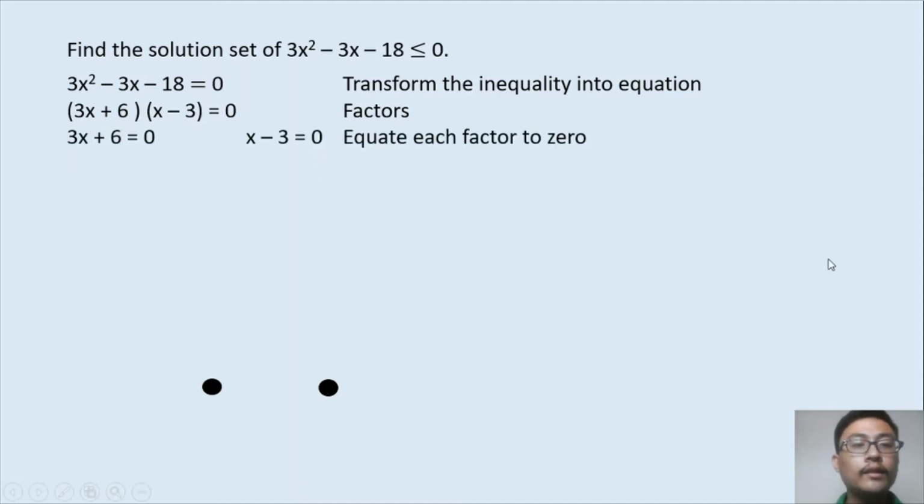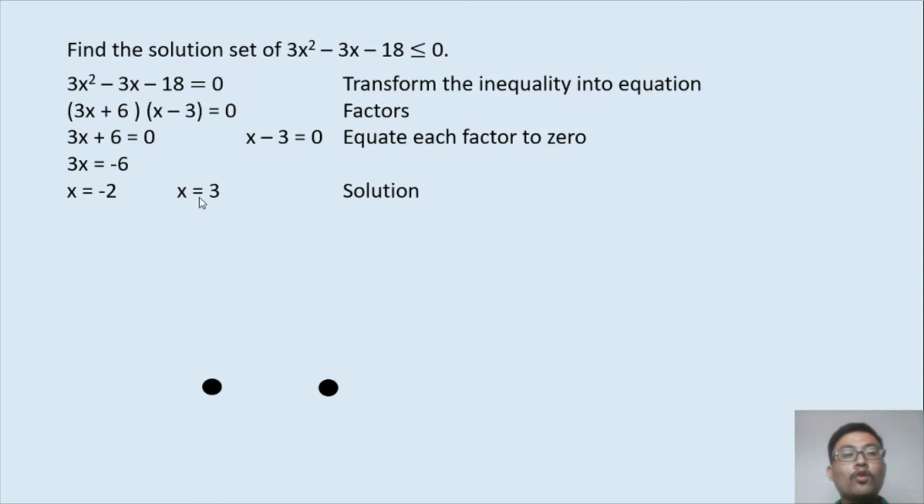And then, equate each factor to 0. So, lalagyan lang natin each by 0. And then, kung sa 3x plus 6, transpose lang natin yung 6, magiging negative 6. Pag dinivide naman natin to by 3, which is the numerical coefficient, magiging x equals negative 2. And then, yung isa is 3. So, ang solution or yung roots ay negative 2 and 3.